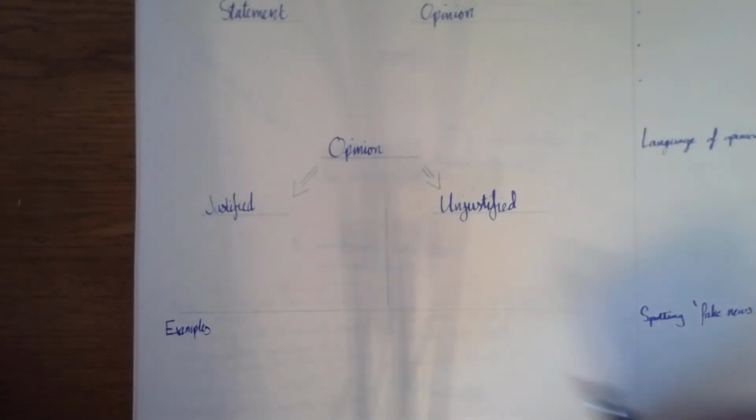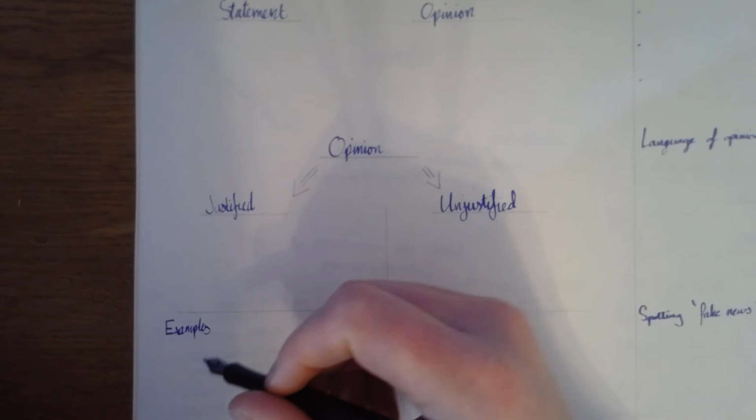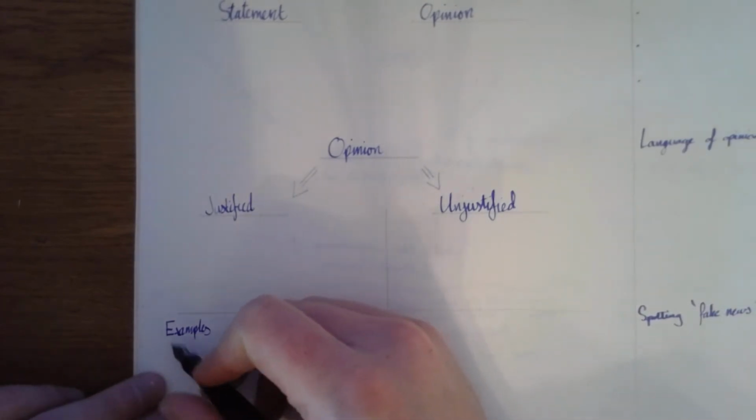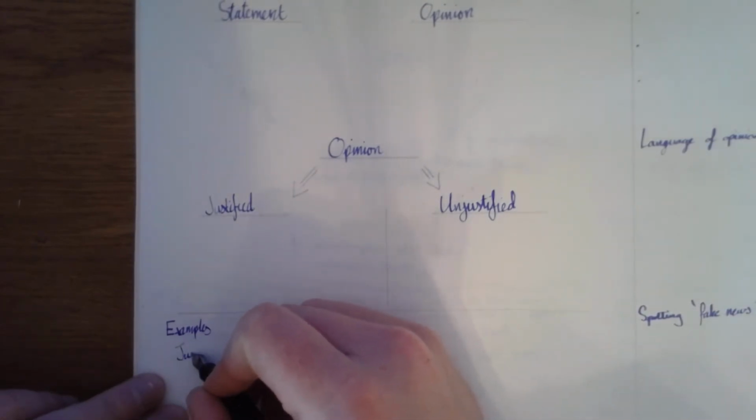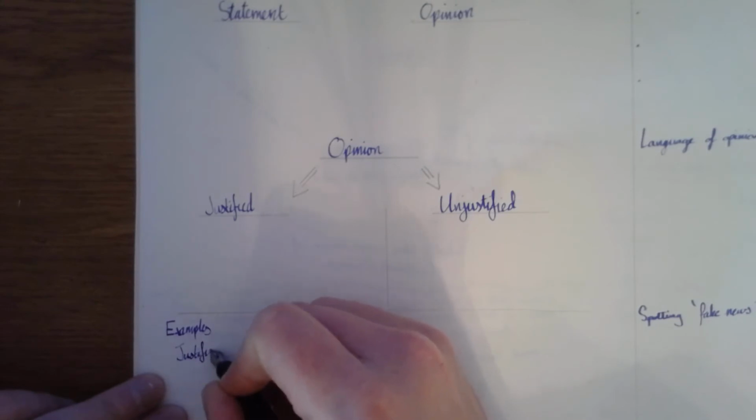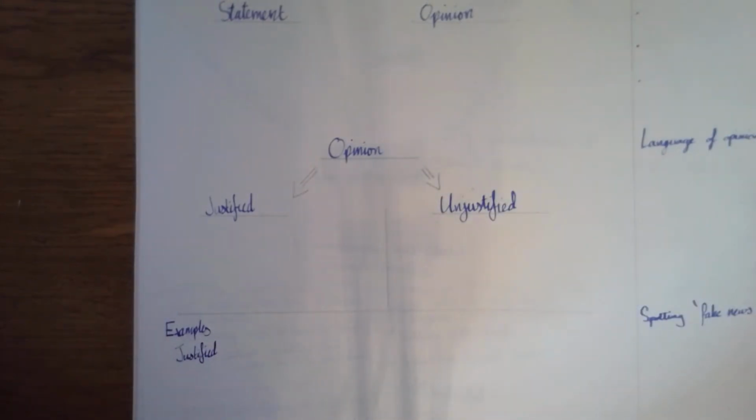I'm just trying to write around my visualizer here, so apologies if it's not that neat. Examples. And I would like you to write an example of a justified opinion.